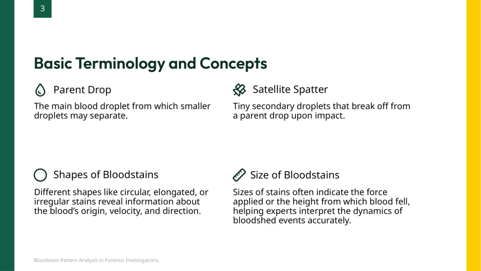Moving on to the shapes of bloodstains, these can vary widely. They might be circular, elongated, or irregular. The shape can tell us a lot about where the blood came from, its speed, and the direction it was traveling. Finally, the size of the bloodstain is also significant. Larger stains might indicate a higher force or a drop from a greater height, which helps experts piece together the events that caused a bloodshed. Overall, understanding these elements gives us a clearer picture of the scene.